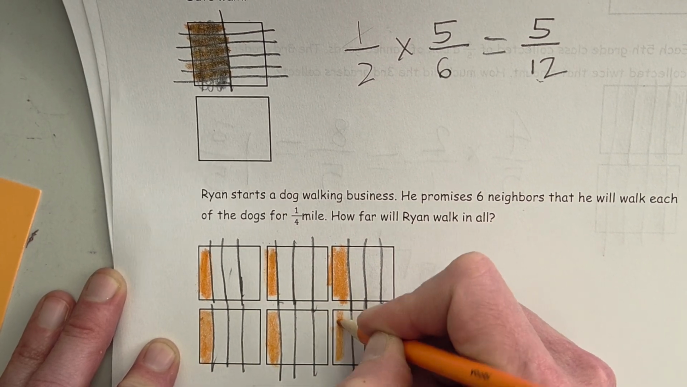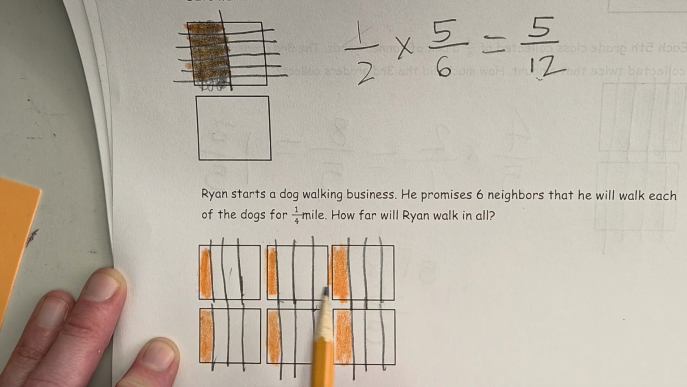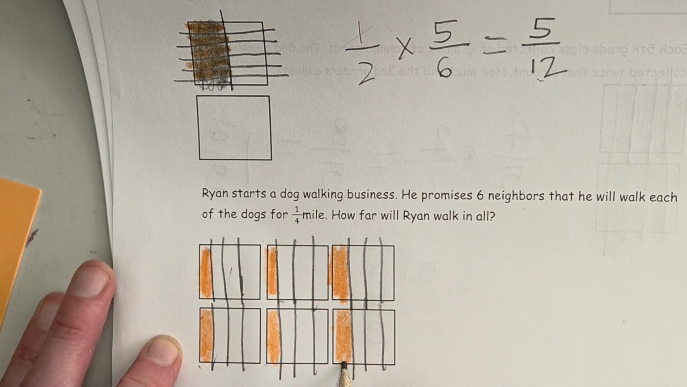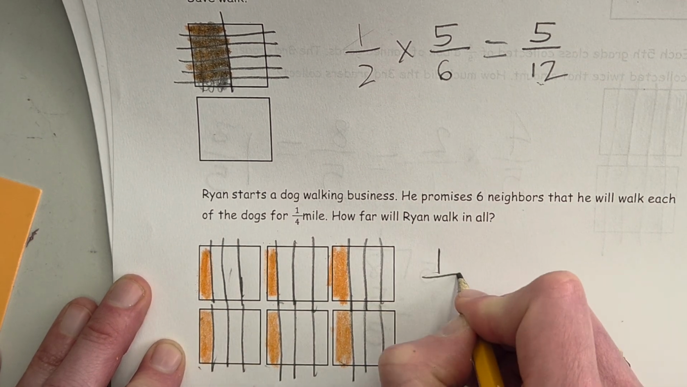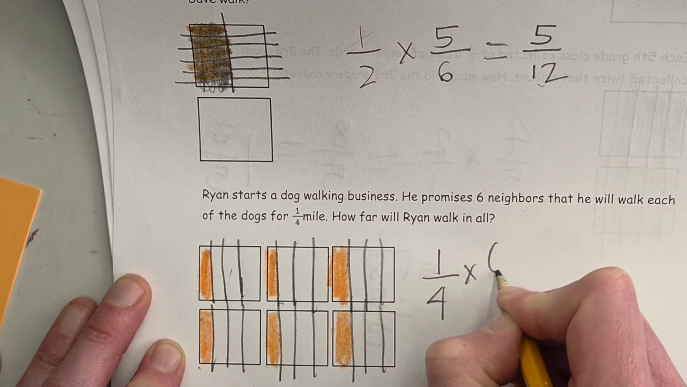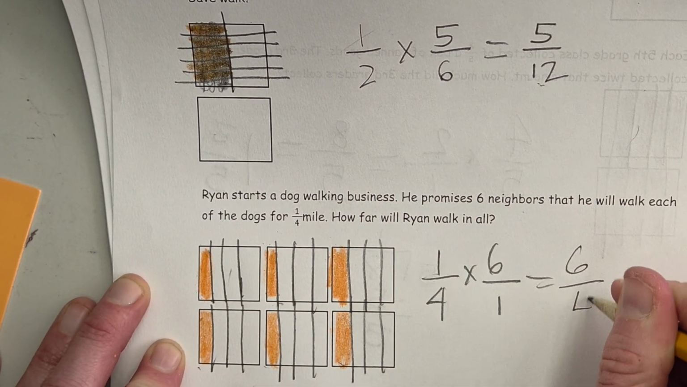Okay, there's his 6 neighbors. So remember, each of these is 1/4. 1, 2, 3, 4, 5, 6. Each of those is a quarter. So we're actually looking at 1/4 times 6, or 1/4 times 6 over 1. That gives us 6 quarters.